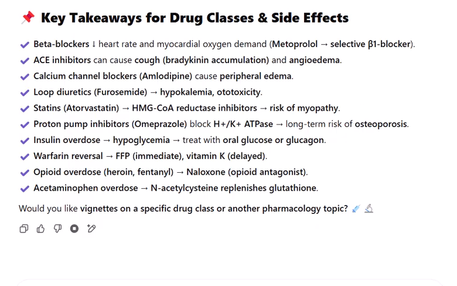Insulin overdose causes hypoglycemia; treat with oral glucose or glucagon. Warfarin reversal: FFP is immediate, vitamin K is delayed. Opioid overdose, heroin, fentanyl: treat with an opioid antagonist. Acetaminophen overdose: N-acetylcysteine replenishes glutathione. Would you like vignettes on a specific drug class?